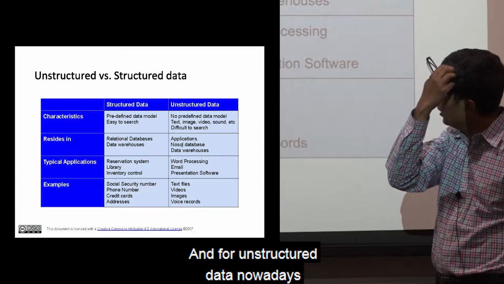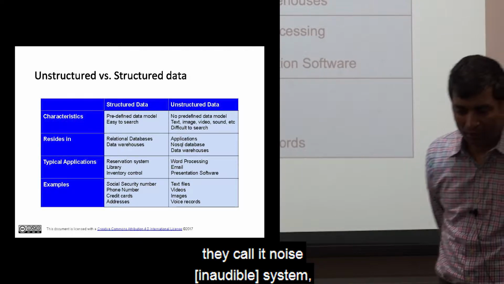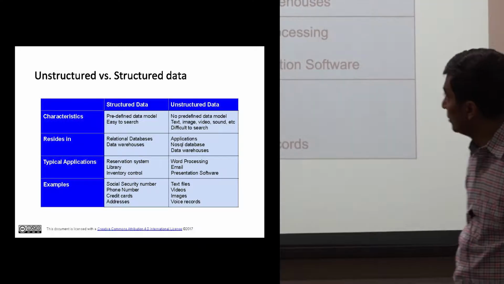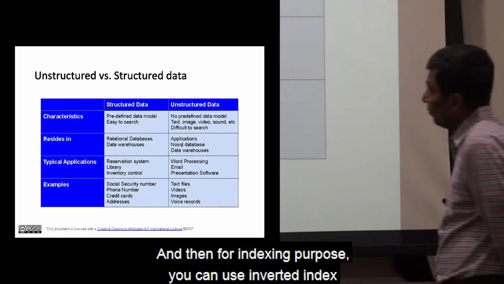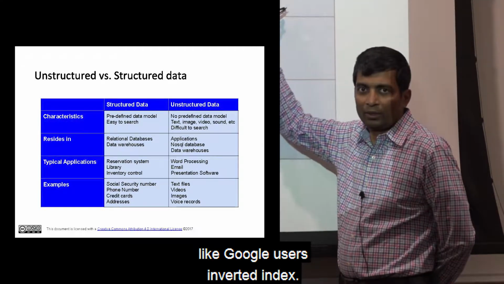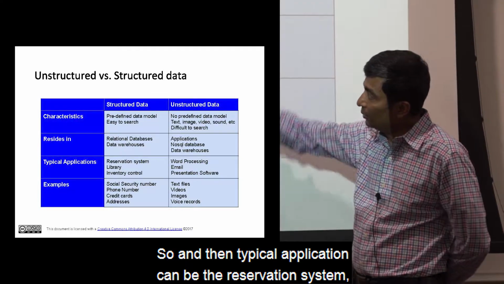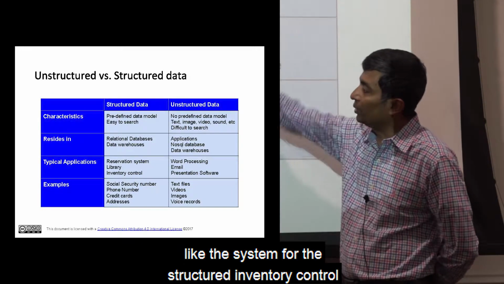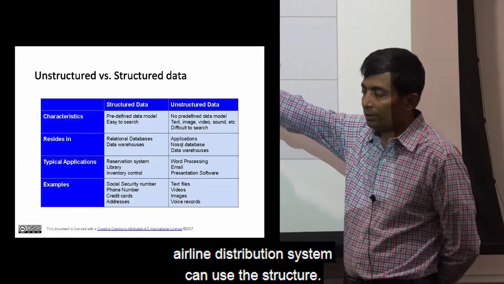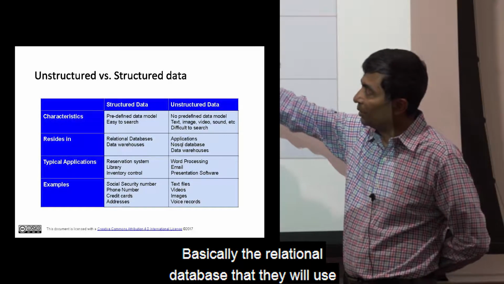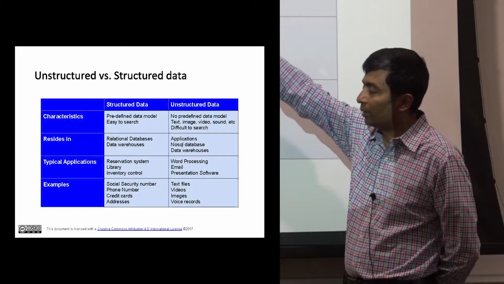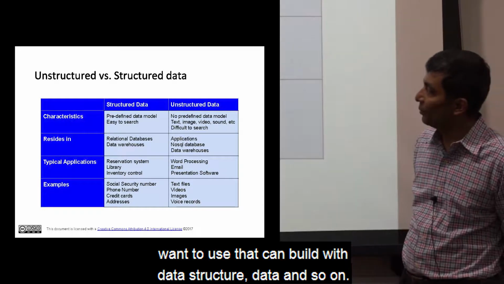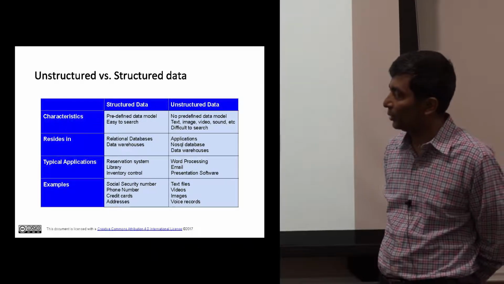And for unstructured data, nowadays in the big data area, they use what is called a NoSQL system, meaning not only SQL, those types of systems. Then for indexing purposes, you can use an inverted index, like Google uses. Typical applications for structured data can be a reservation system, a library system, inventory control, or an airline reservation system. Basically, they use a relational database, and their data will be structured. On the other hand, a word processing system deals with unstructured data and so on.